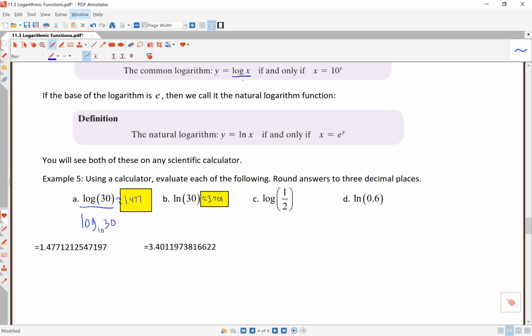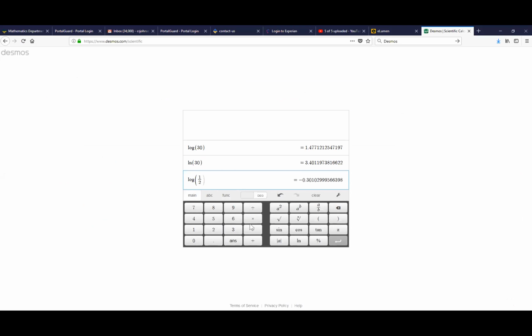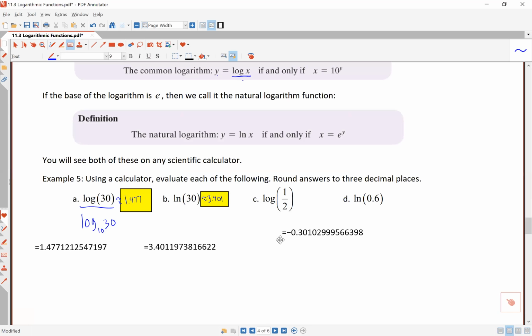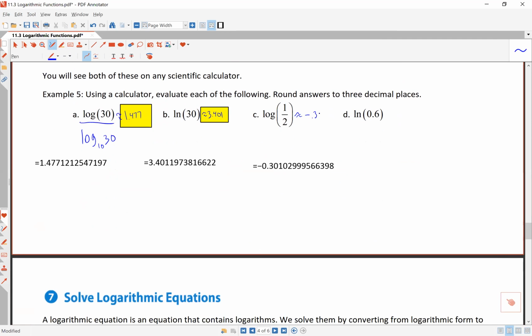Log of 1/2. We'll go log of 1 divided by 2, which is negative 0.301. We'll round that to 3 decimal places, negative 0.301.